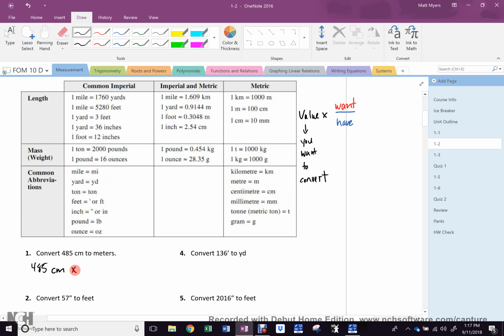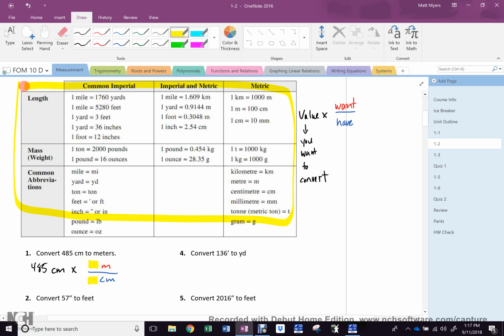Now I'm going to multiply. What do I want? Meters. I want meters, so meters goes in the numerator, and I have centimeters in the denominator. Now I need some numbers there, or I can't do any math. I get the numbers here. These numbers come from this chart.